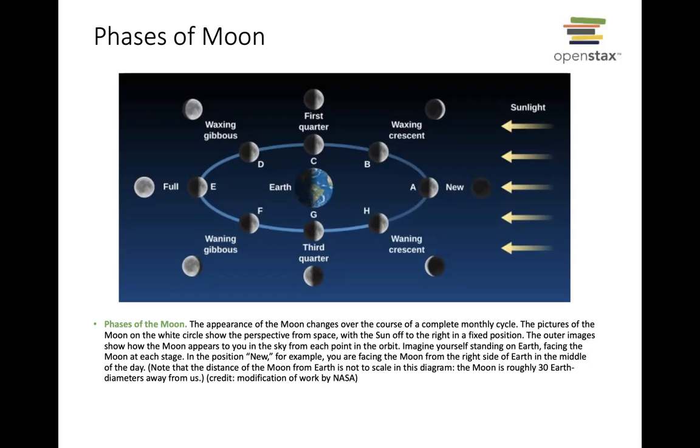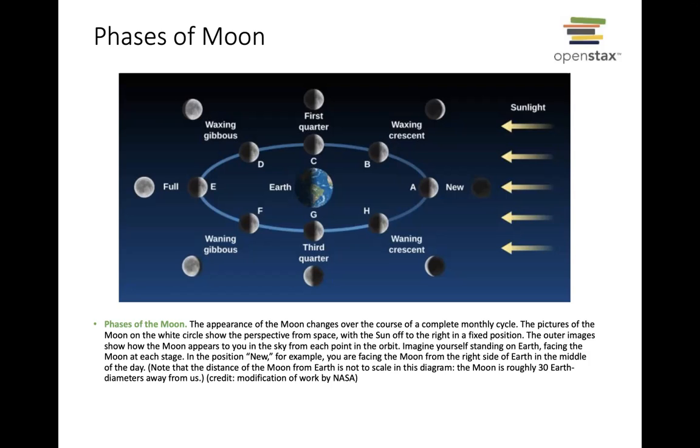You can see that at each time, half of the moon is always lit up by the sunlight, right? The other half is always dark, right? Now this is the reality. Now the phases appear because of the angle that we see it.